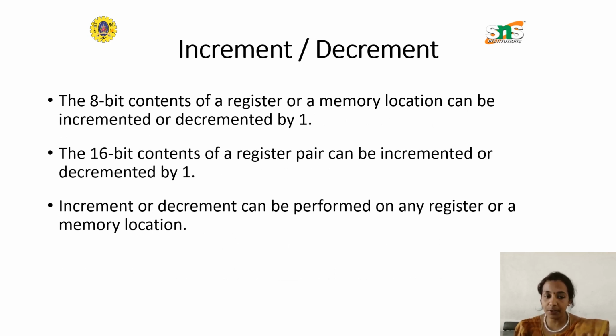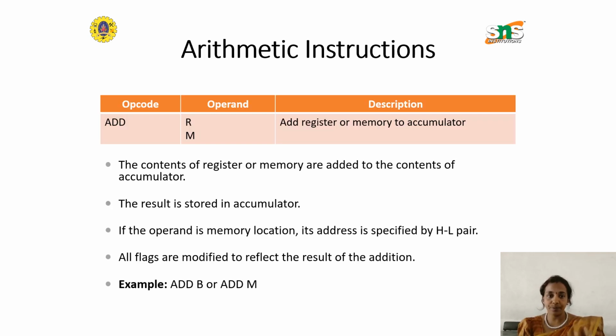Next one is the increment operation and the decrement operation. The 8-bit contents of a register or a memory location can be incremented by 1 or it can be decremented by 1. Likewise, the contents of a register pair, HL register pair, can also be incremented by 1 or decremented by 1. This is the main purpose of the increment operation as well as the decrement operation. So this increment operation, decrement operation can also be performed with registers, register pairs, and also with memory location.